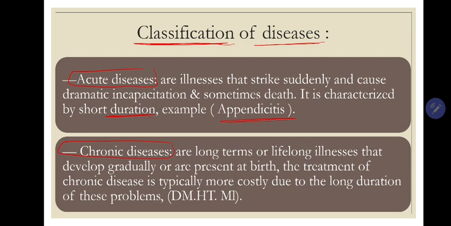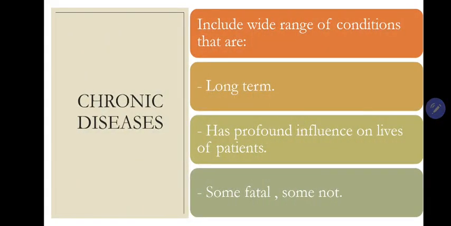Chronic diseases are long-term or lifelong illnesses that develop gradually or are present at birth. The treatment of chronic disease is typically more costly due to longer duration of this problem. For example, DM, hypertension, and myocardial infarction. Chronic diseases.